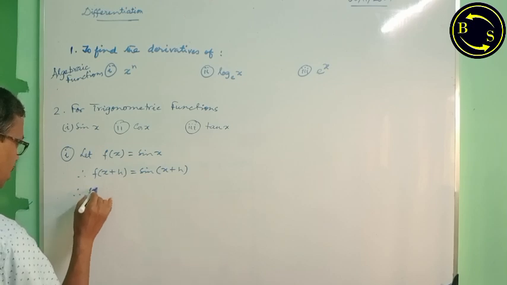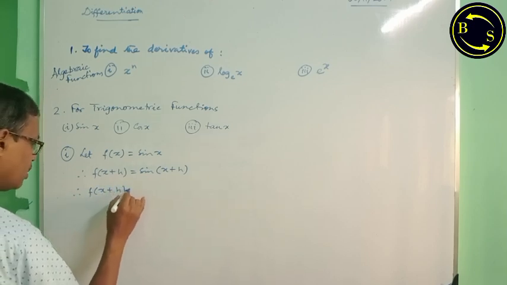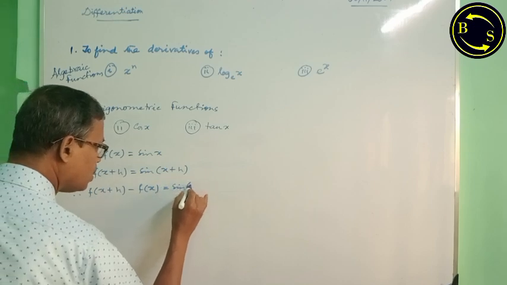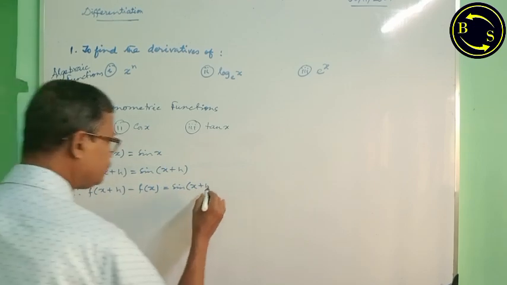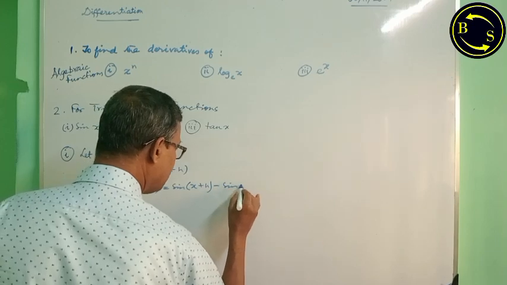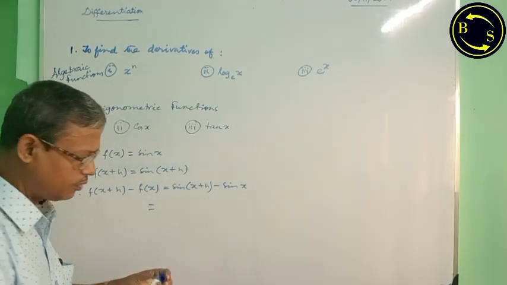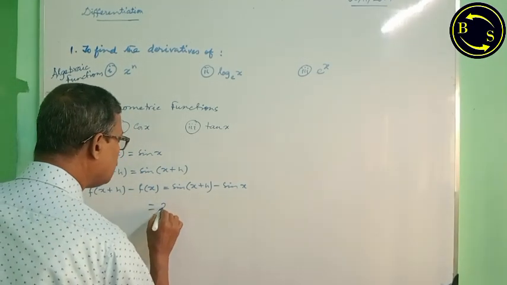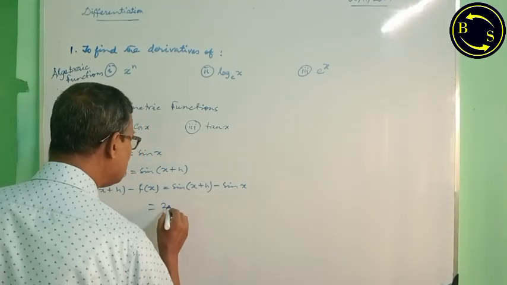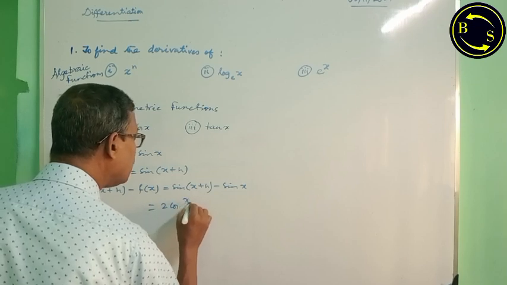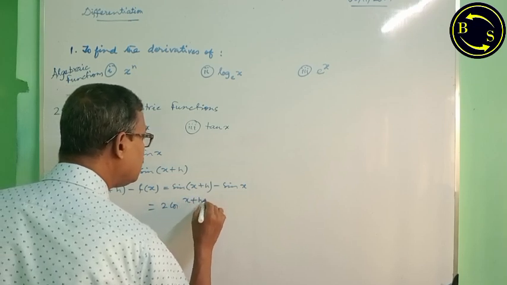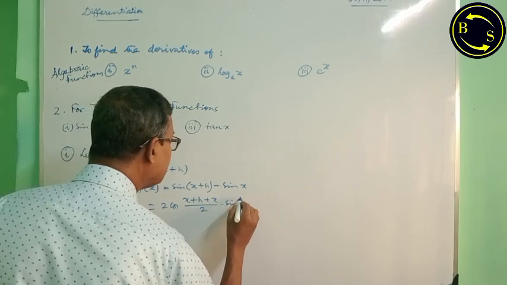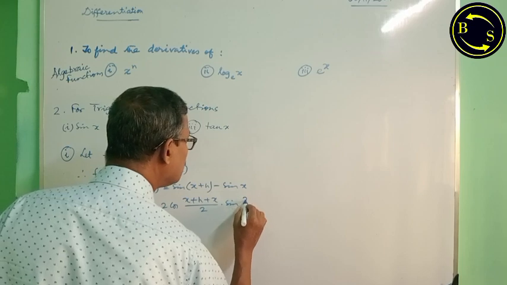Therefore, f of x plus h minus f x is equal to sine of x plus h minus sine x. Now, this is of the form sine c minus sine d. Therefore, we use the identity: 2 cos of c plus d by 2 into sine c minus d by 2.